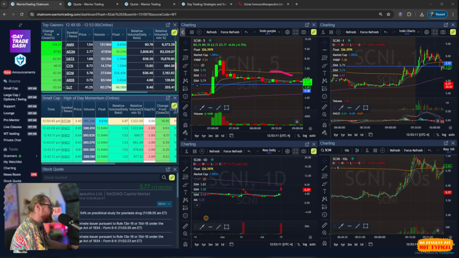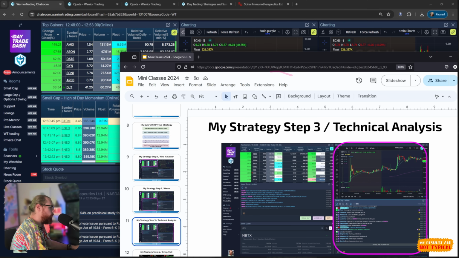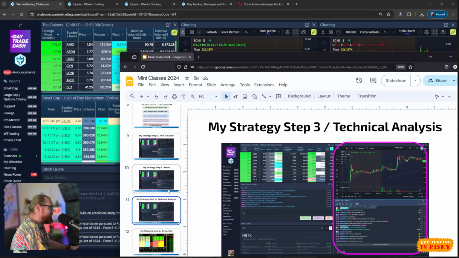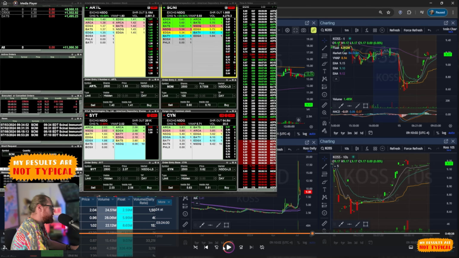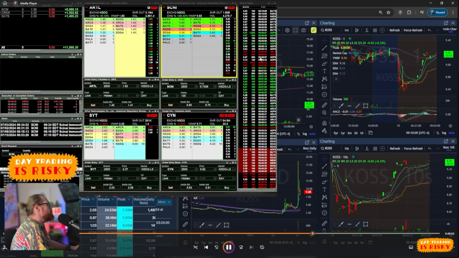So what I decided to do here was to look for an entry. So step 4, once I've done my technical analysis and I begin to see a setup, I look for an entry. And this is where I'm pulling up my level 2. So we're going to go ahead and jump into the screen here. This is going to show you my actual trading platform right here. This is from this morning.